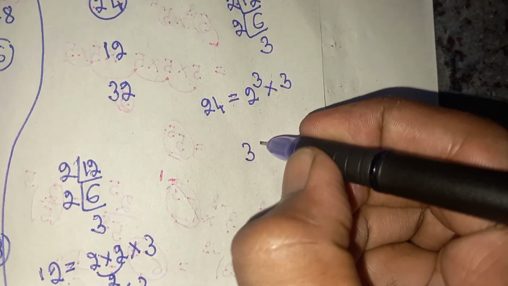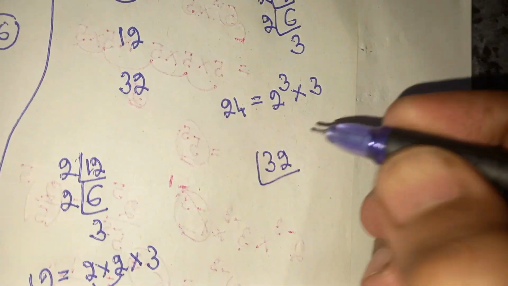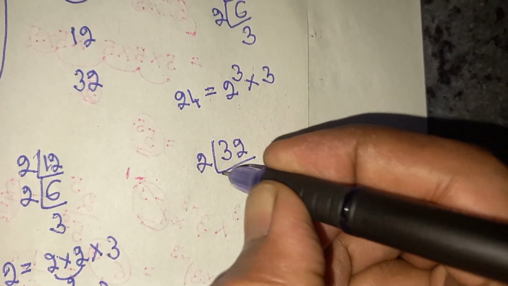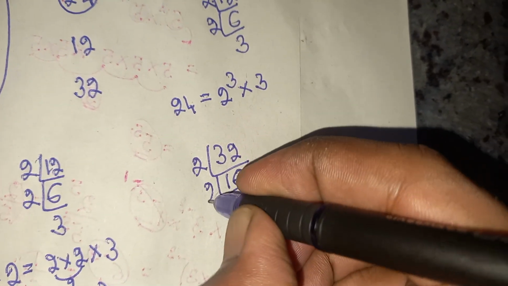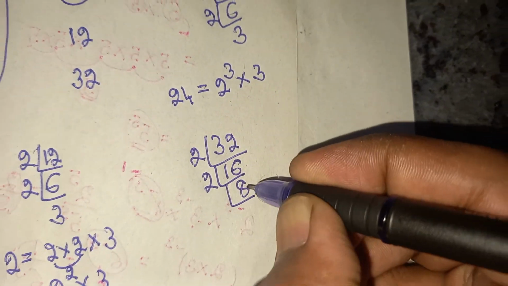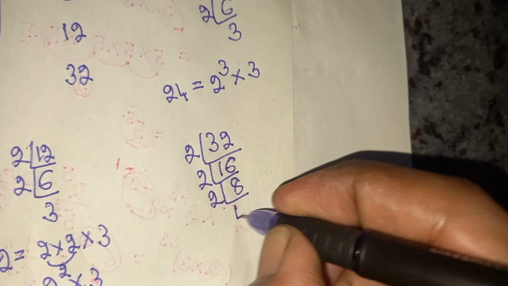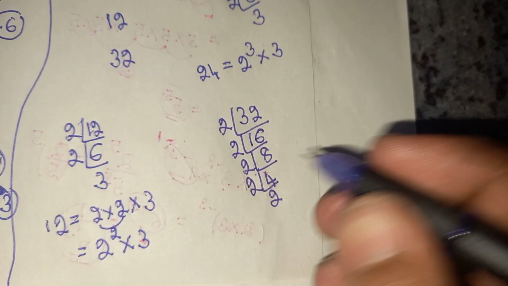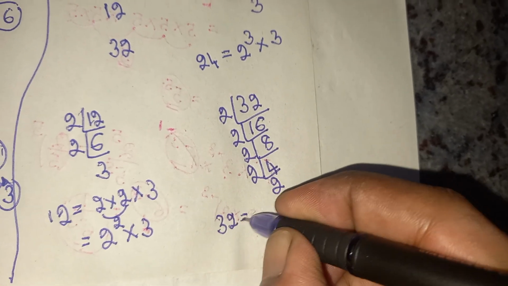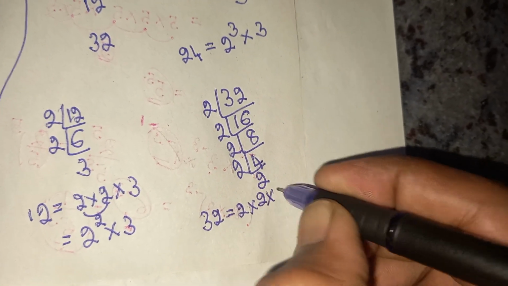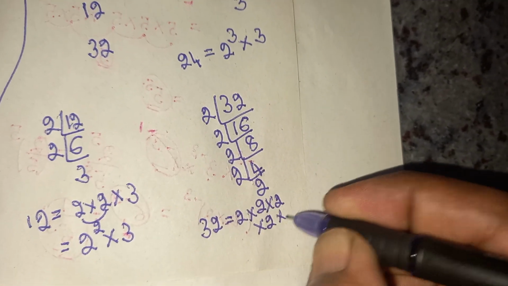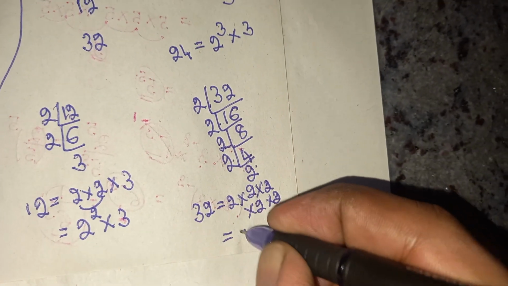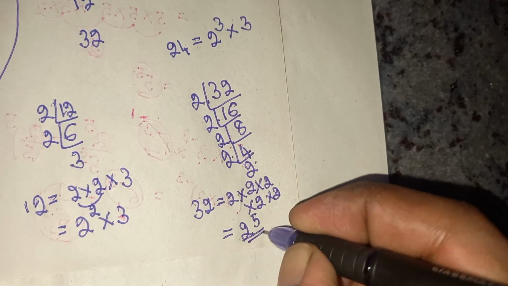Now let's factorize this 32. Here also it is an even number, so start with 2. 2 times 16, and again 16 is even, so write it as 2 times 8. 8 is also even, write it as 2 times 4. 4 is again even, so write it as 2 times 2. So you can write 32 as 2 times 2 times 2 times 2 times 2. Here totally 1, 2, 3, 4, 5. 2 is repeated 5 times, so you can write it as 2 power of 5.